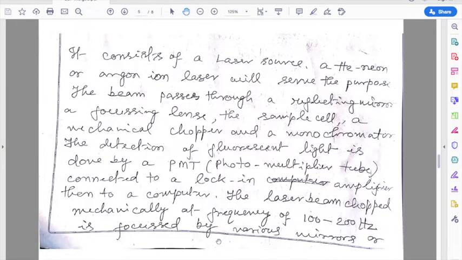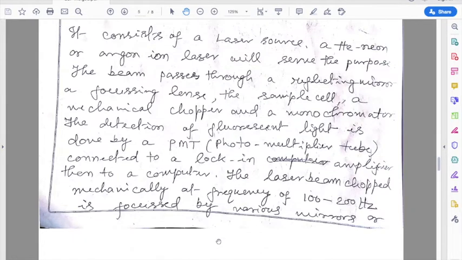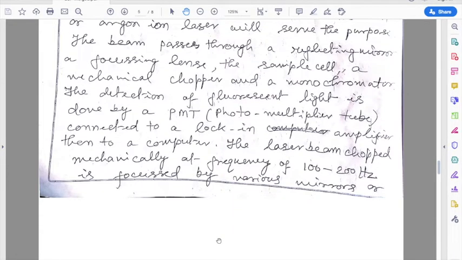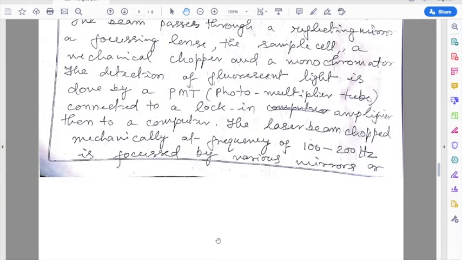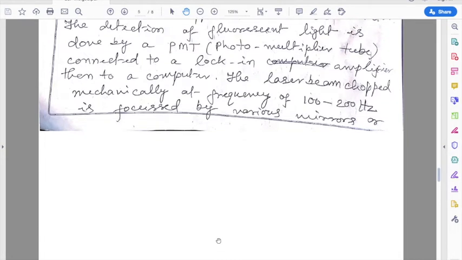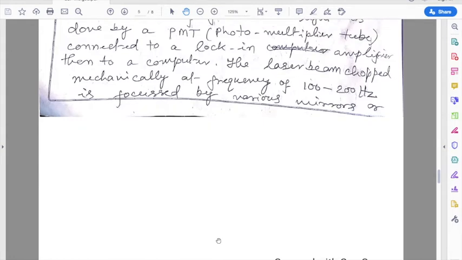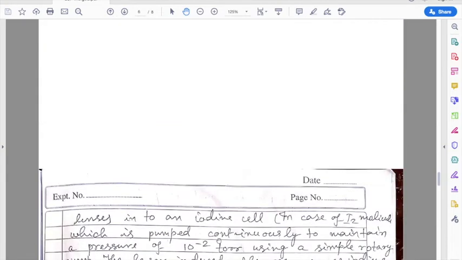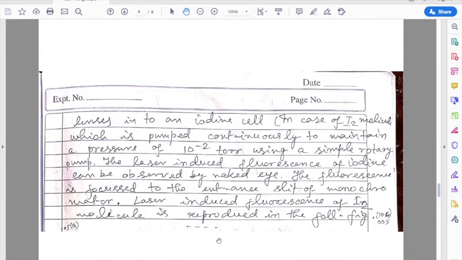The beam passes through the reflecting mirrors, a focusing lens, the sample cell, a mechanical chopper, and a monochromator. The detection of fluorescent light is done by a PMT, that is photomultiplier tube, connected to a lock-in amplifier, then to a computer. This is the experimental setup, and the laser beam is chopped mechanically at frequencies of 100 to 200 Hz, and it is focused by means of various mirrors or lenses into an iodine cell.